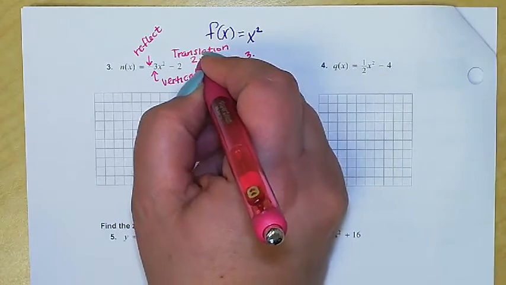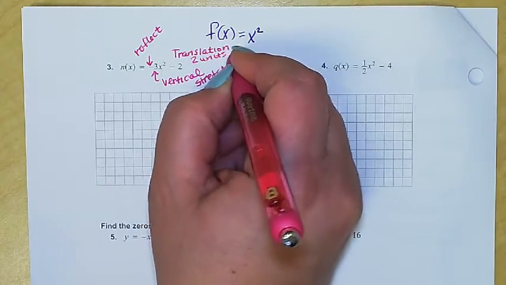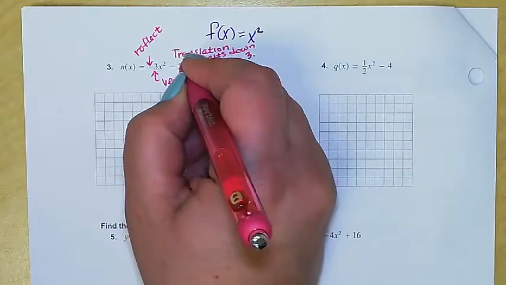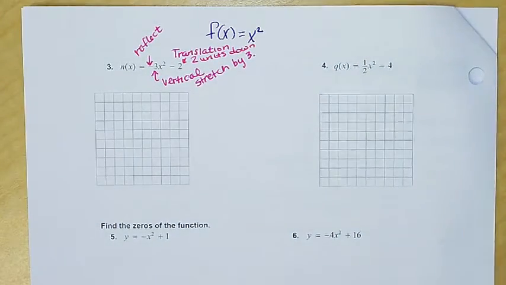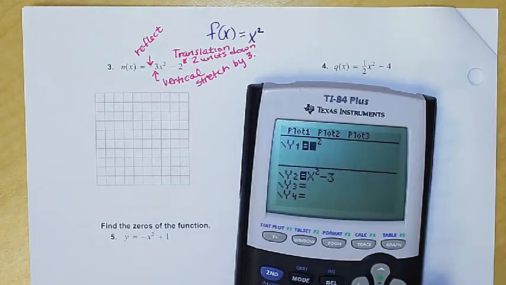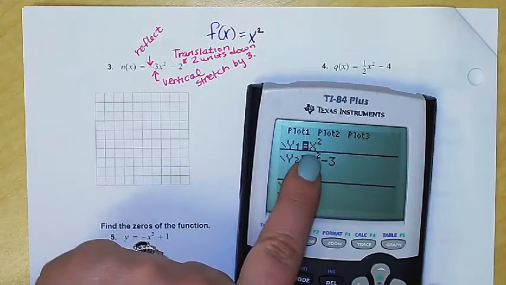So translation 2 units down. Okay, so that is all the things that I expect to happen, and I should be able to look at that and tell before I actually test it. Let's see how accurate that was.